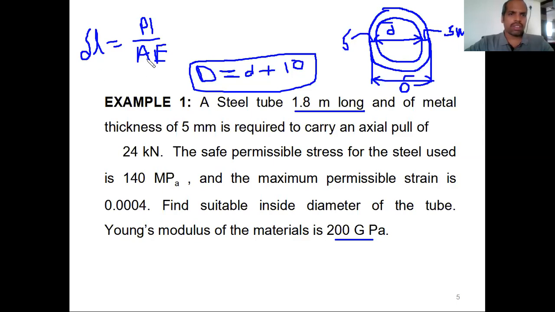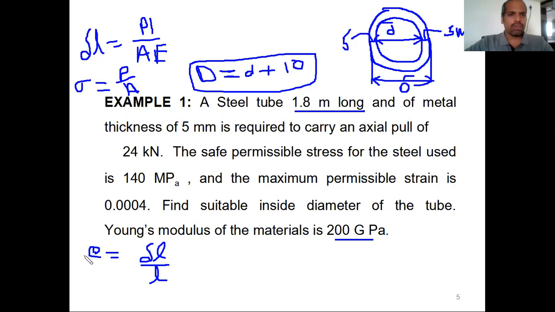The next one is stress. Stress sigma is equal to P by A. That is another equation. Next we have the strain equation. Let us say strain is epsilon. So epsilon is equal to delta L by L. Now we have the equations.